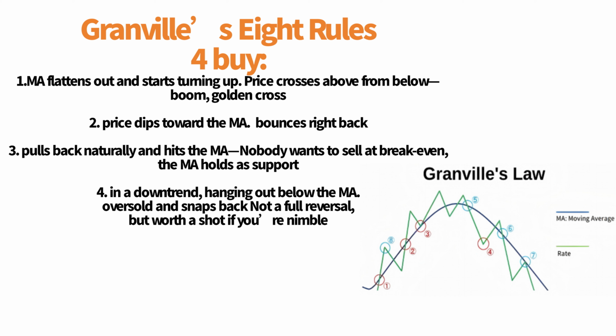Second, after a sharp move up, price dips toward the MA. Looks like a breakdown, but it's just a fake out. That's your bounce back chance. Third, the stock pulls back naturally and hits the MA right where most people bought in. Nobody wants to sell at break even, and buyers step up. If the MA holds as support, that's your green light.